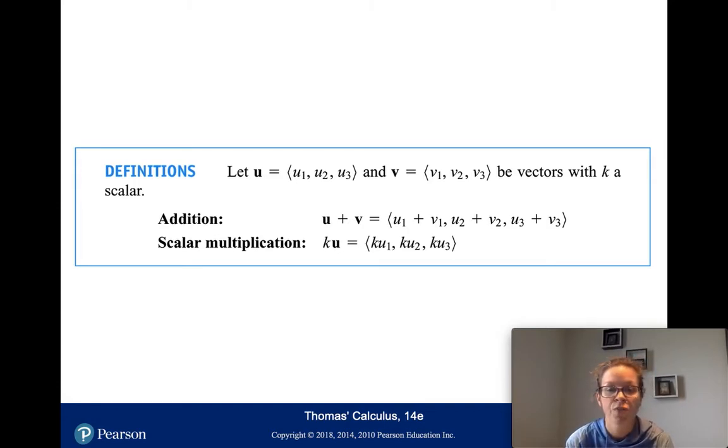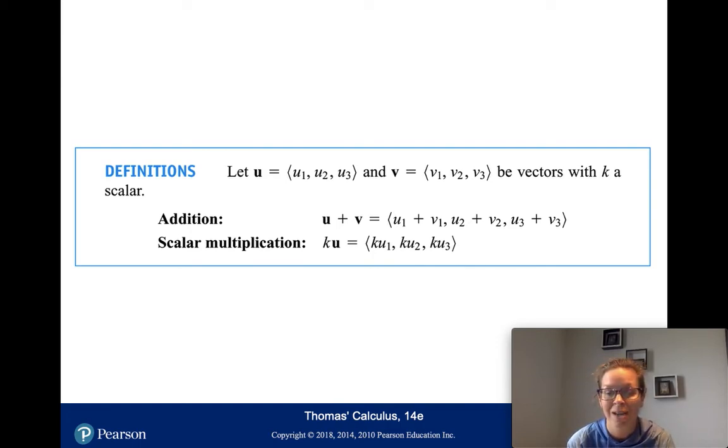All right, so if we have two vectors, u and v, both in their component forms there, we can add them together by adding together the like components. So add together the first part with the first part, second part with the second part, third part with the third part. To use a scalar multiplication, we can multiply that through.